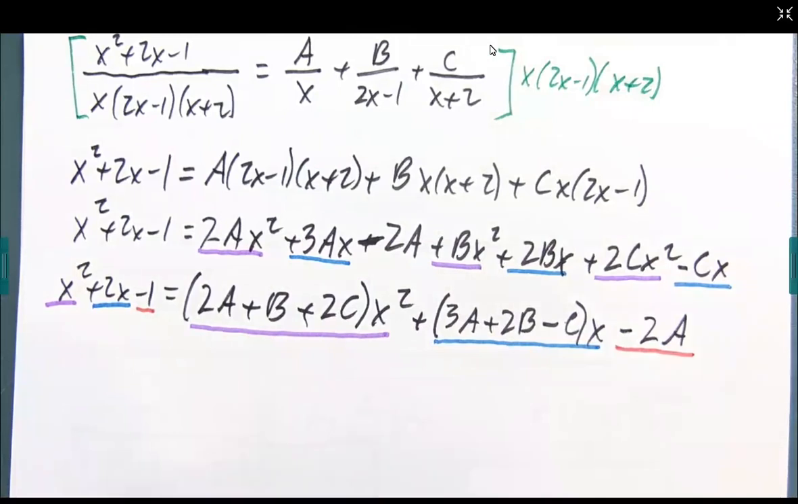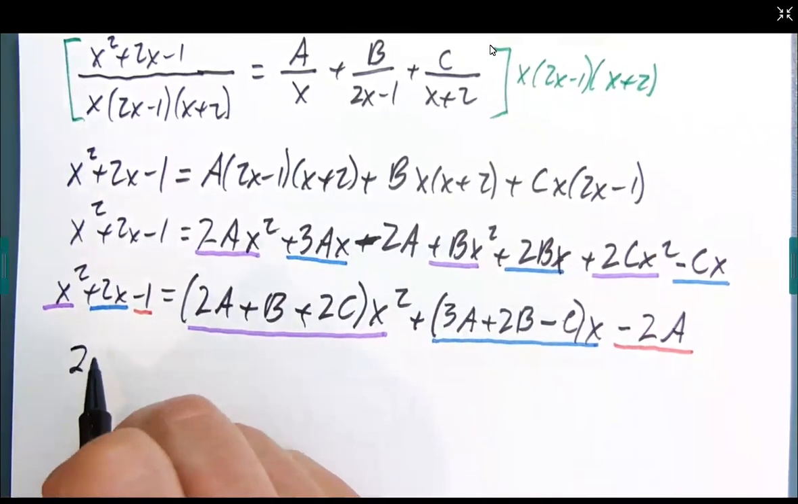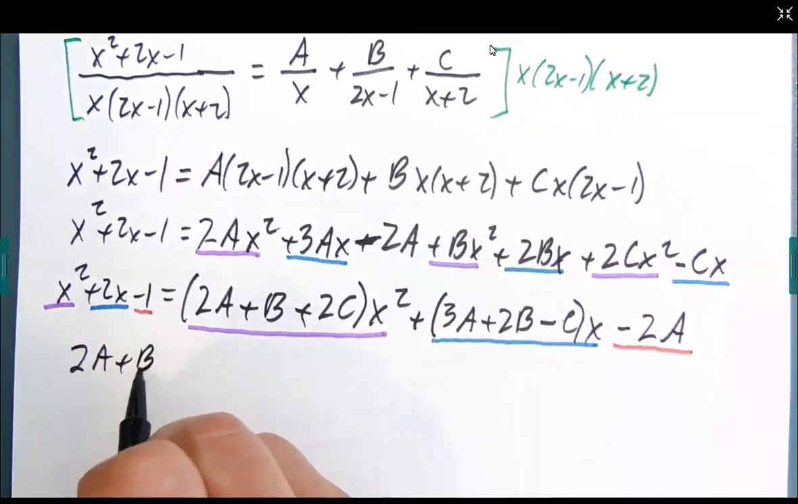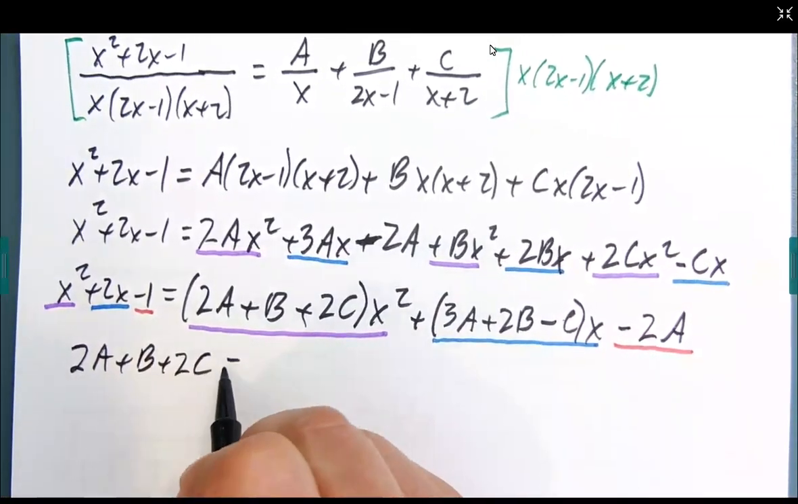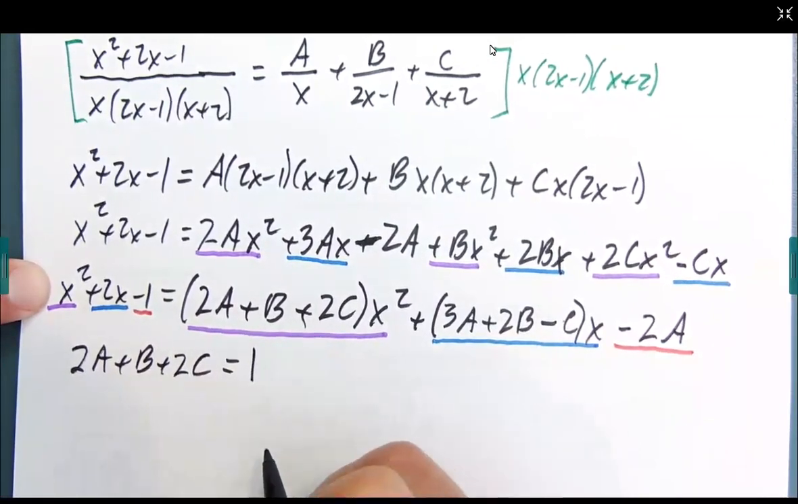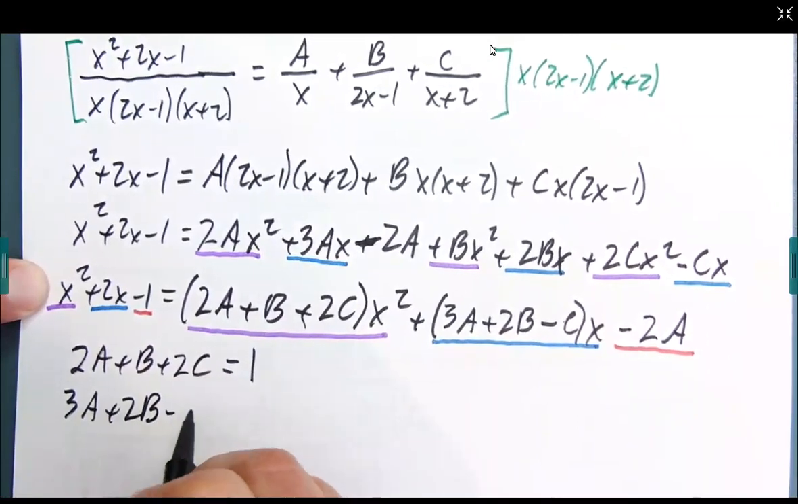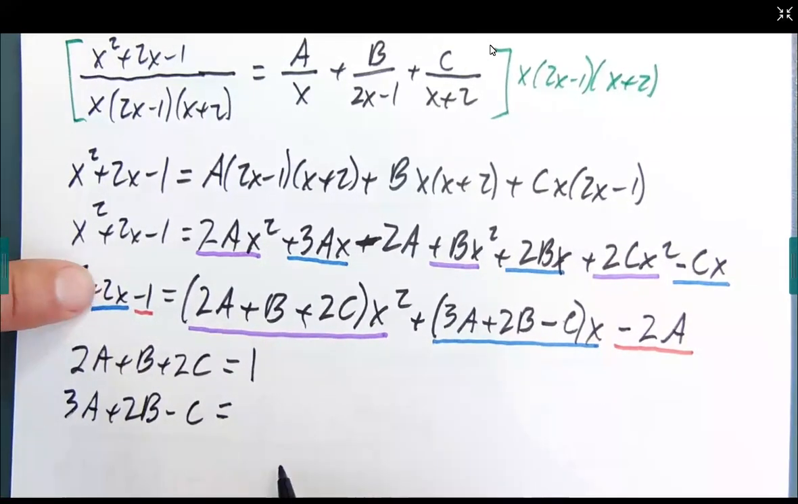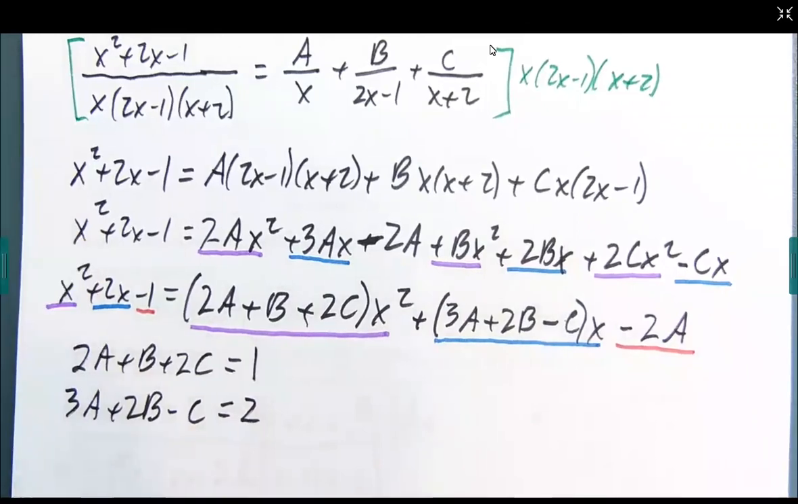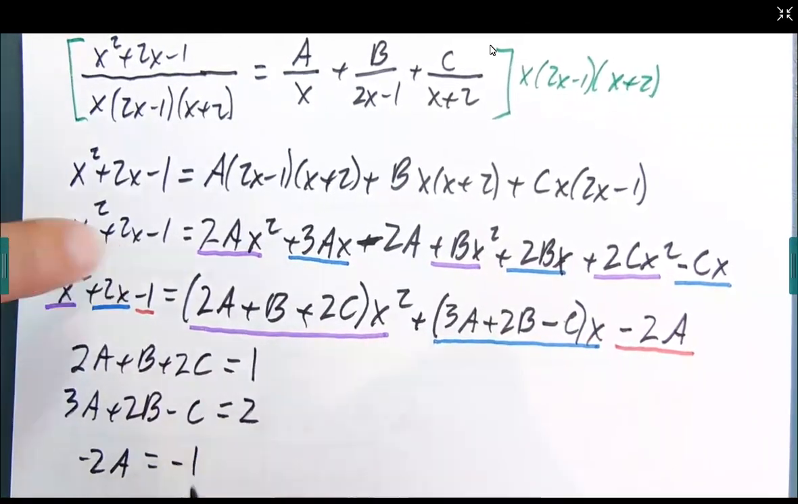And what we're going to do is create a system of equations. So 2a plus b plus 2c is going to equal the coefficient in front of its x squared. That's going to be a 1. Next up, 3a plus 2b minus c is going to be equal to 2. And the negative 2a is going to equal negative 1.